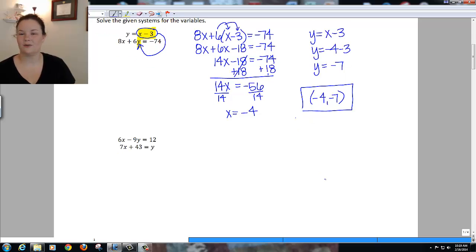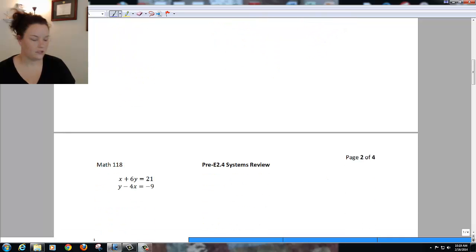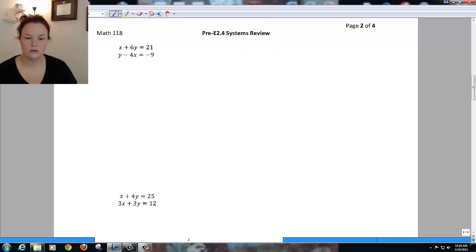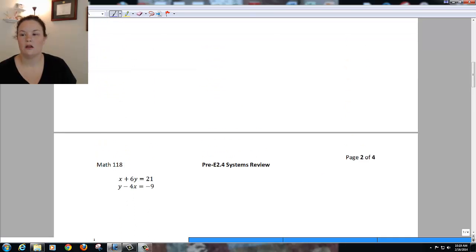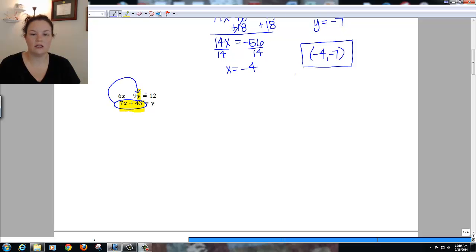Okay, let's look at another one. Again, notice that the second equation is already solved for y, so I can plug it into the first equation. Since I know y is the same thing as this quantity, I'm going to put this quantity in for y into my top equation. So I have 6x minus 9 times y, which we know to be 7x plus 43, is equal to 12. And then I just simplify.